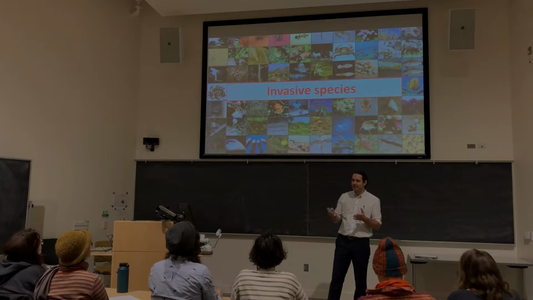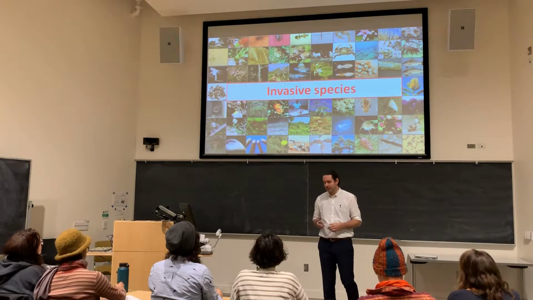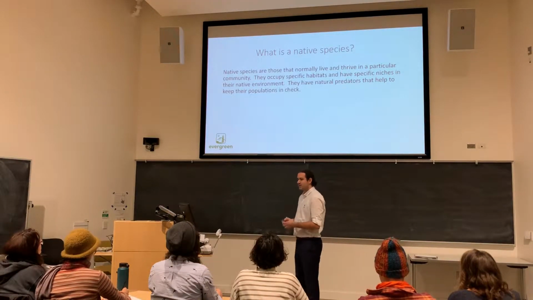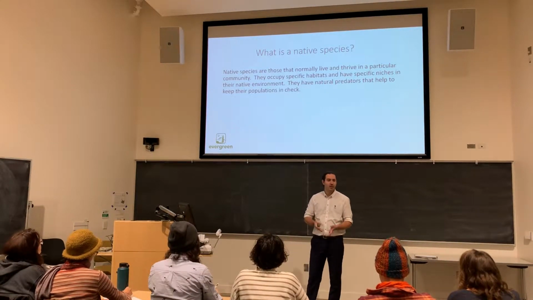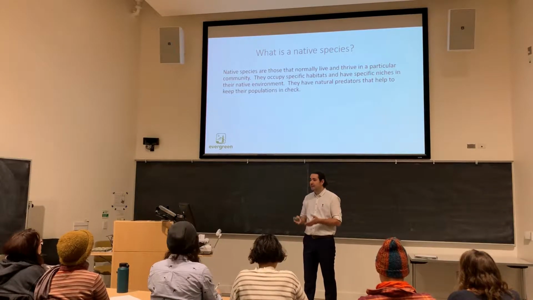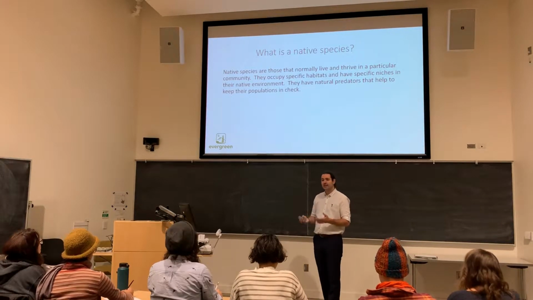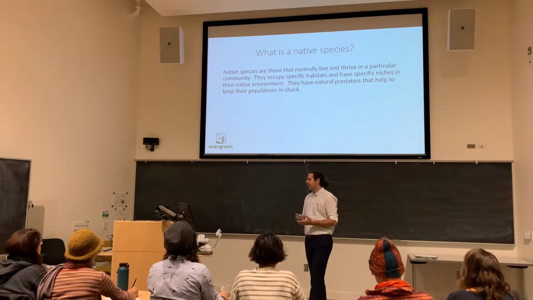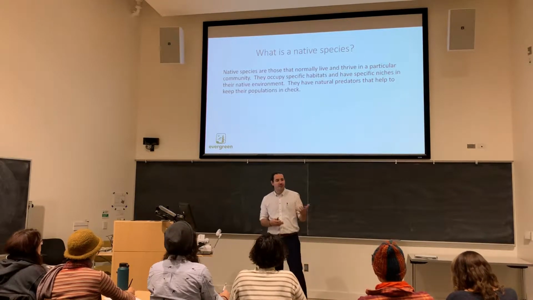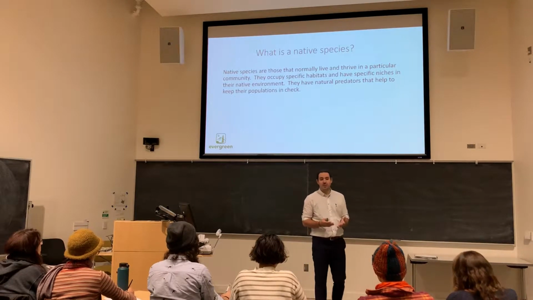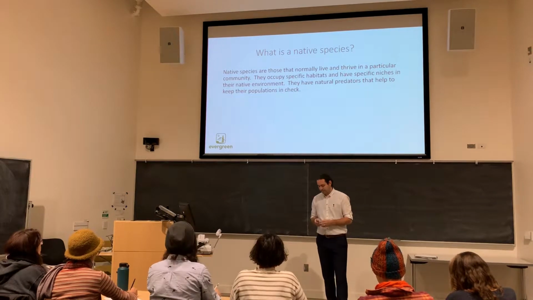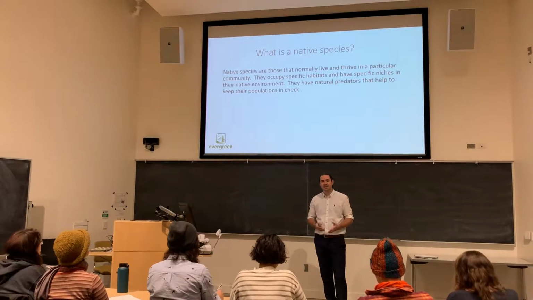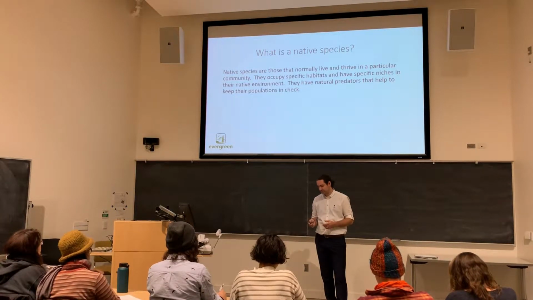Before we go into the definition of what invasive species are, let's talk about what native species are, and how we define those. Native species are the species that are in a specific habitat, they thrive in that habitat, and they live there under certain conditions. They also have natural enemies, predators, pathogens, and so forth, to keep those populations in check. They have evolved in that ecosystem, in that habitat, within a specific niche.